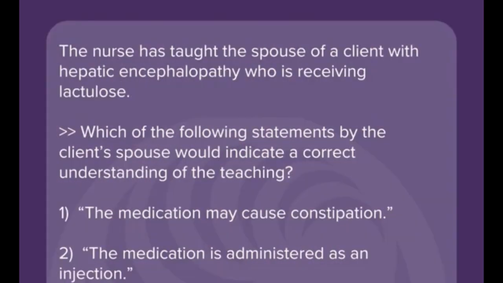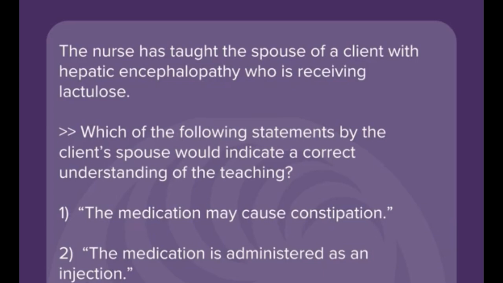The nurse has taught the spouse of a client with hepatic encephalopathy who is receiving lactulose. Which of the following statements by the client's spouse would indicate a correct understanding of the teaching? So first, we need to talk about hepatic encephalopathy a little bit. It results from liver disease or cirrhosis where the liver can't filter out toxins. So we get a buildup of ammonia in our system. It causes acute mental status changes, confusion, agitation, asterixis, those kind of things. So let's look at our options.